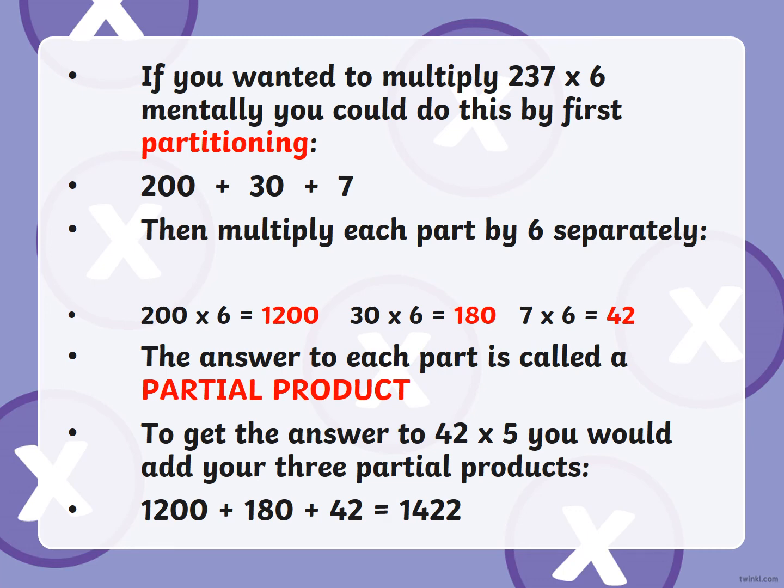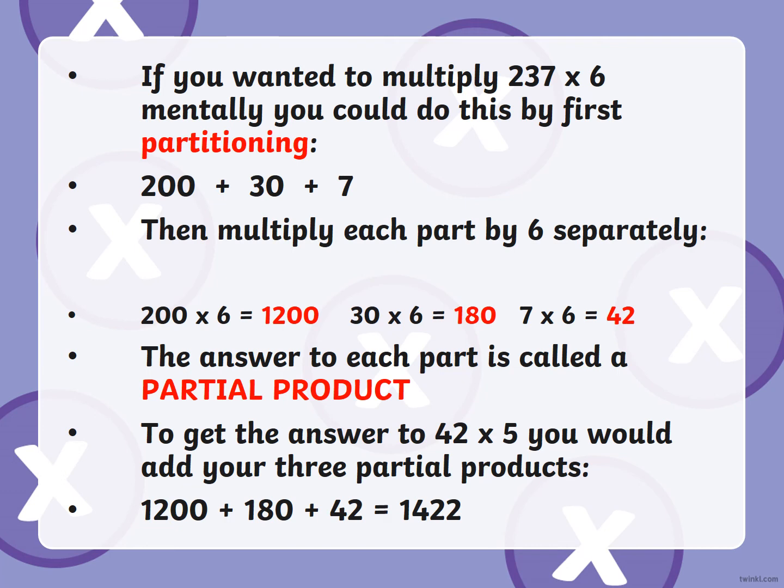You could do this by first partitioning it into 200 plus 30 plus 7. Then you could multiply each part by 6 separately. So you could have 200 times 6. Well, we know 6 2s are 12, we know that one quite well. So here we would just put our 2 zeros there on the end. So it would be 1200.